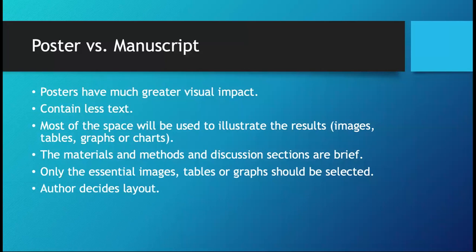So, poster versus manuscripts. Posters have much greater visual impact. They contain less text. Most of the space will be used to illustrate the results, for example, images, tables, graphs, or charts. The materials, methods, and discussion sections should be brief. Only the essential images, tables, or graphs should be selected. And lastly, the author decides the layout.